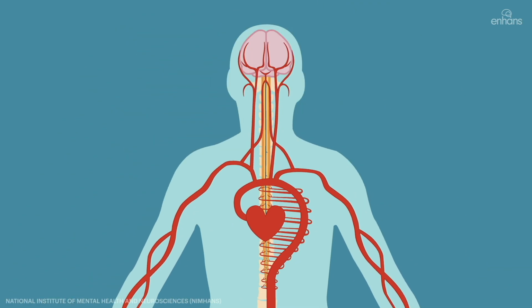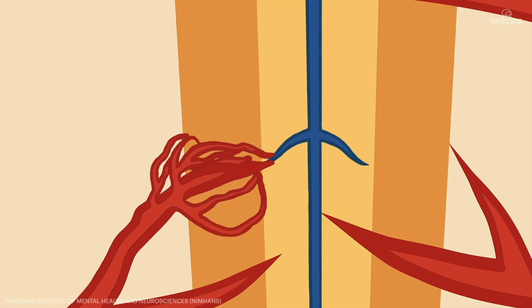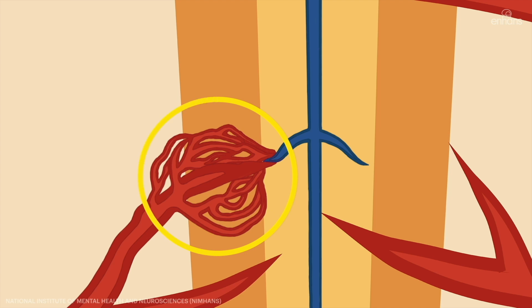Now we will explain the problem the patient is facing. Sometimes, due to unknown reasons, a connection forms between the red arteries and the blue veins of the outer covering of the spinal cord. This is not normal. Doctors call this problem spinal dural arteriovenous fistula or spinal DAVF.